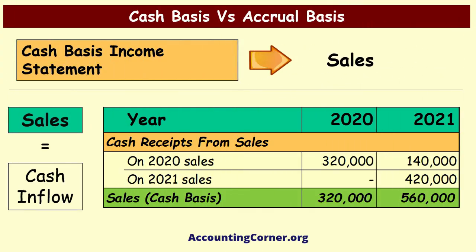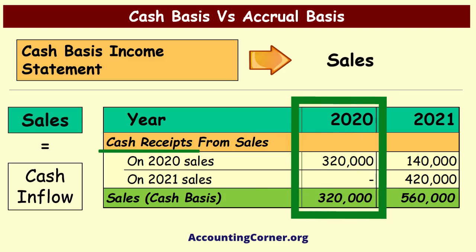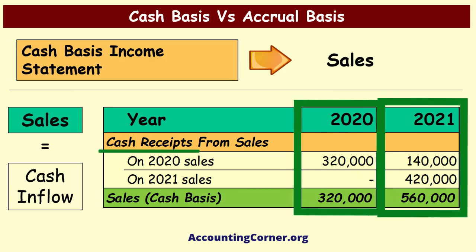Here we can see how sales are calculated under the cash basis. We include into sales only cash which was received during that particular year. We are not taking into the annual sales cash received in later years. This clearly shows that under cash basis accounting, sales figures reflect actual cash collected, regardless of when the sales were originally made.